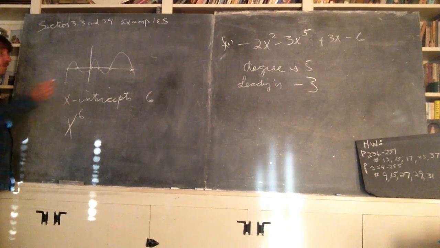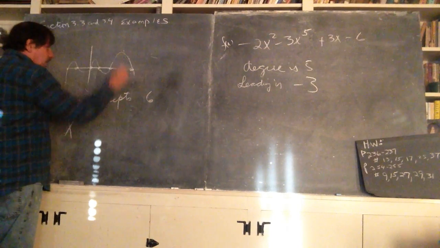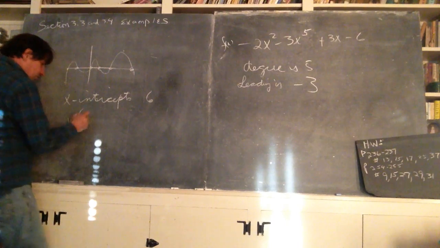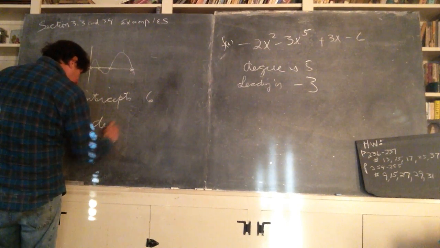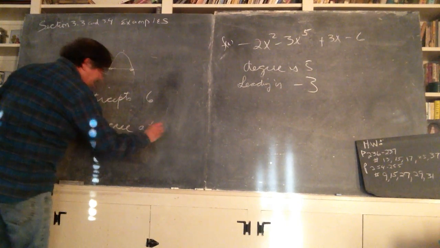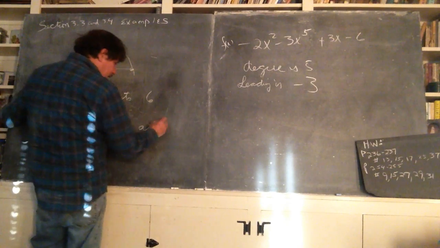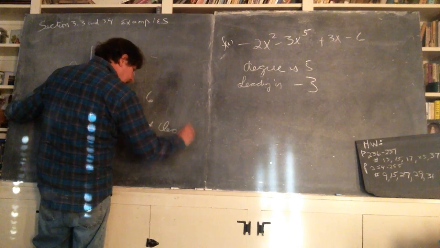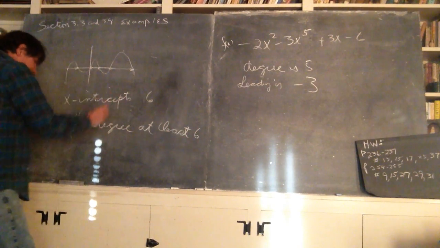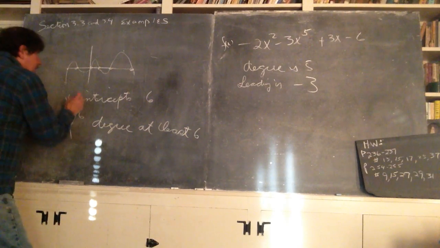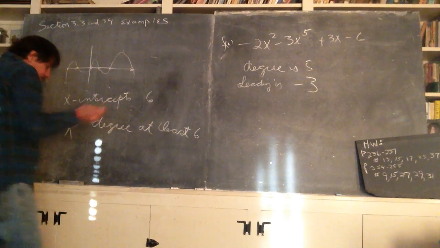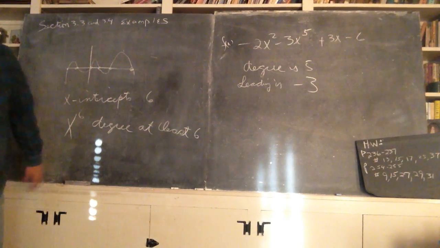By the way, there's 5 bumps. 1, 2, 3, 4, 5 bumps. The degree is 6. At least 6, by the way. It could be 12. It could be not. At least 6. And there's 5 bumps. All right, that's that.